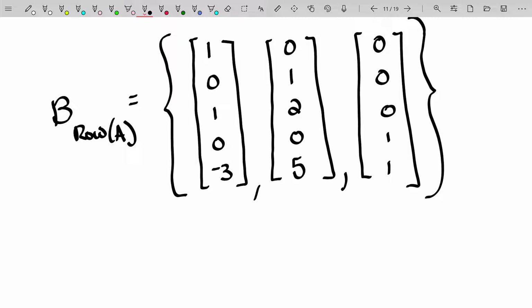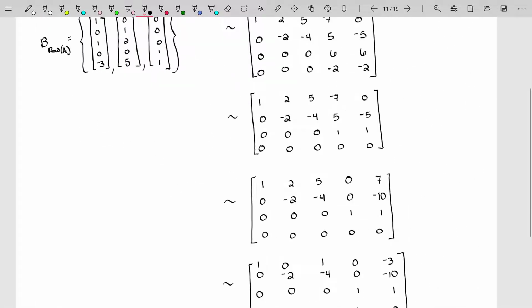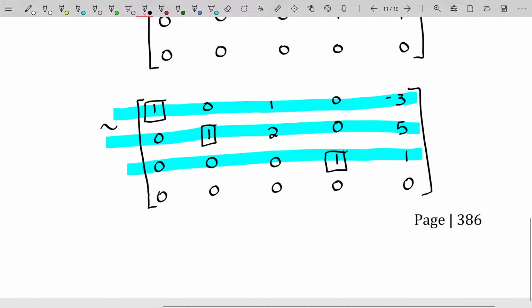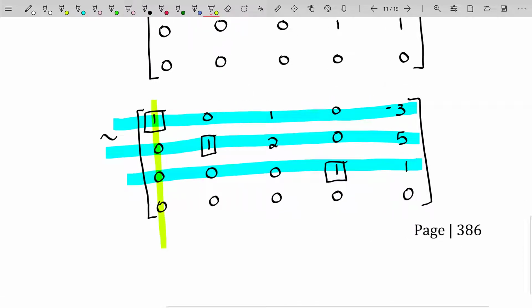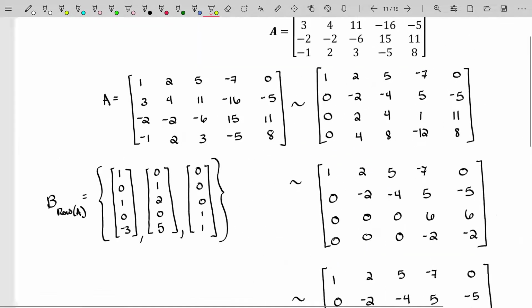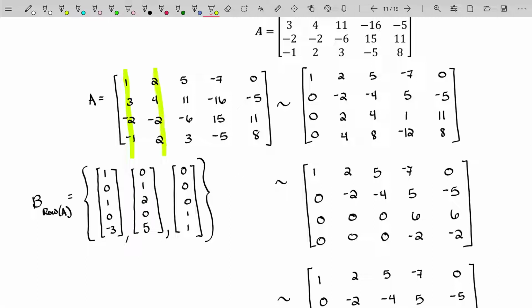The second easiest basis to write down is the basis for the column space of A. Note that I squared up the pivots there. So the first column is a pivot column, the second column is a pivot column, and the fourth column is a pivot column. Now remember, with the column space of A, it requires you to go back to the original matrix and grab those related columns. So we'll go back to A here, grab the first, the second, and the fourth columns of A, and those will be the basis vectors for the column space of A.